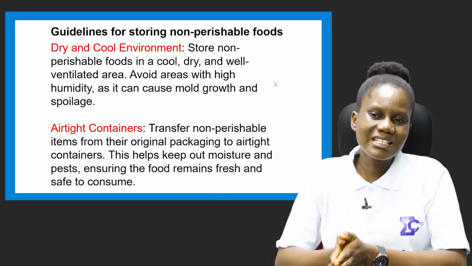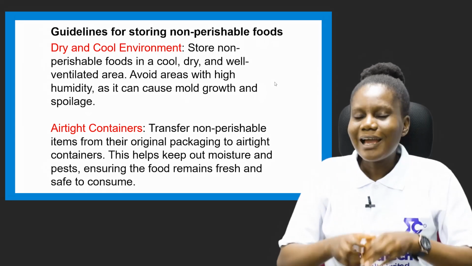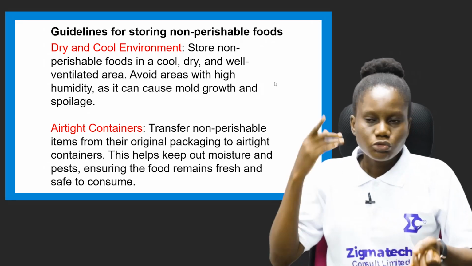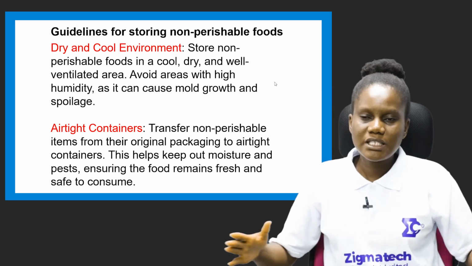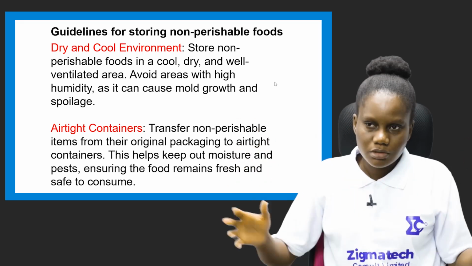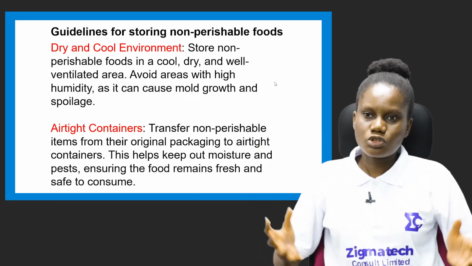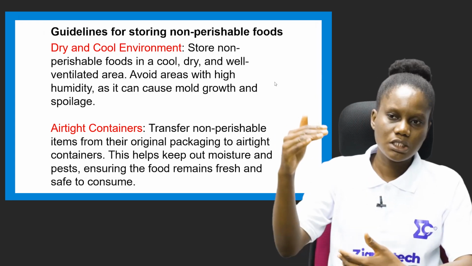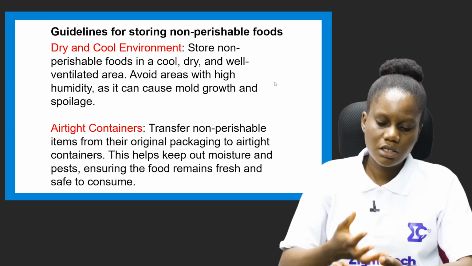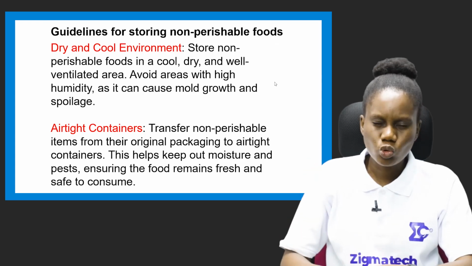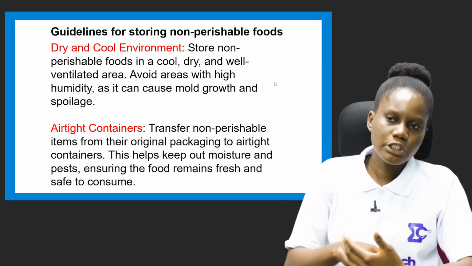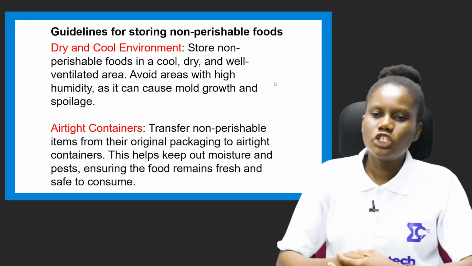Store non-perishable foods in a cool, dry and well ventilated area. Cool, one, dry, two, and well ventilated. That means you have enough aeration. Air is coming in and out. So keep it in such an area. Avoid areas with high humidity, as it can cause mold growth and spoilage. Do not forget that some of these non-perishable foods are dried already. So introduction of water or moisture content or high humidity can lead to their spoilage.